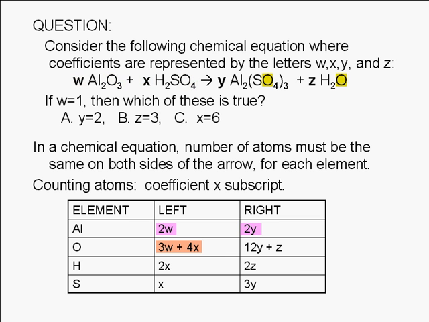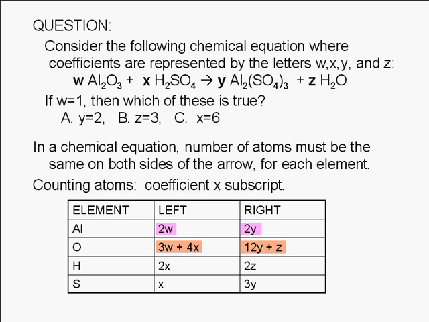On the right-hand side, the number of oxygen atoms is 12Y plus Z. The 12Y comes from aluminum sulfate. The coefficient of aluminum sulfate is Y, and the total subscript of oxygen in aluminum sulfate is 12. There are 3 sulfates in aluminum sulfate, and there are 4 oxygen atoms in each sulfate. 3 times 4 equals 12. You should be able to derive the formulas for the rest of the table.